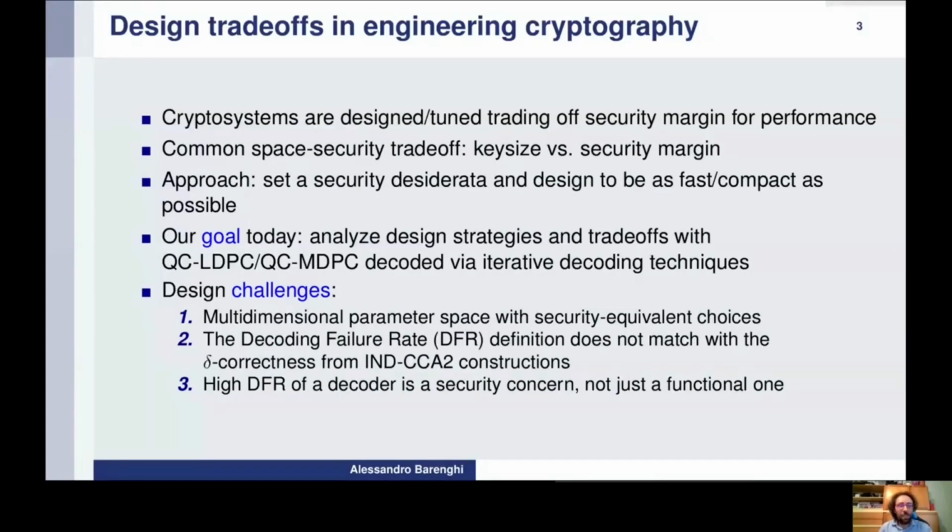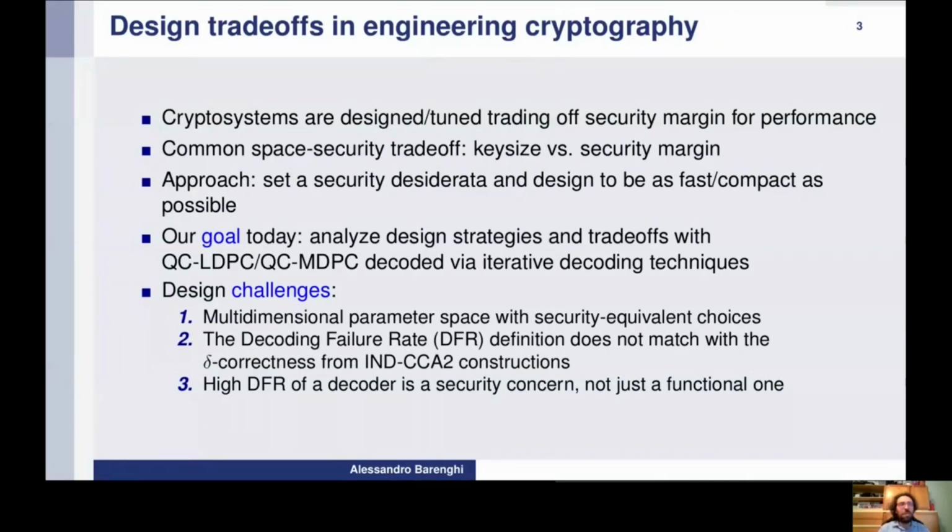The goal of my keynote is to provide an overview of a design strategy and the trade-offs involved when you're designing a code-based cryptosystem and you want to pick sparse parity check matrix codes. Usually they go in the literature by the name of QC-LDPC or MDPC, depending on how dense the parity check matrix is, because from the decoding capability point of view, they have different properties. Here the density, as we'll see, is a security parameter.